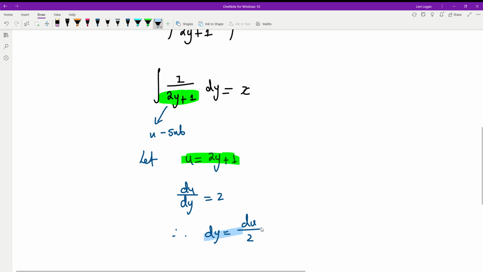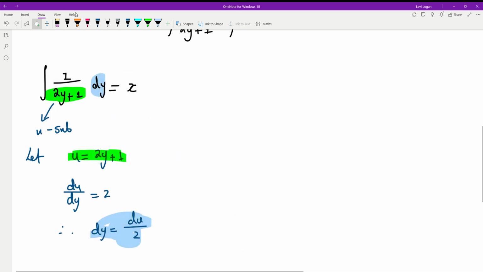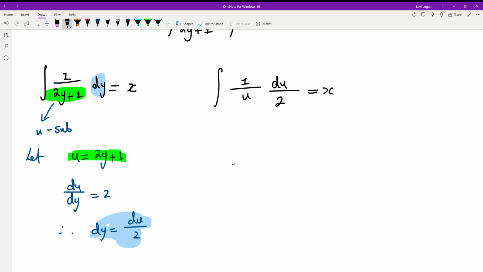So I can now replace this expression in here. What I have on the left hand side is the integral of 1 on u, du on 2, equals x. Then I can take that half out the front, so I get a half the integral of 1 on u du equals x. I know this side is going to be natural log of u, so a half natural log absolute value of u plus c equals x.